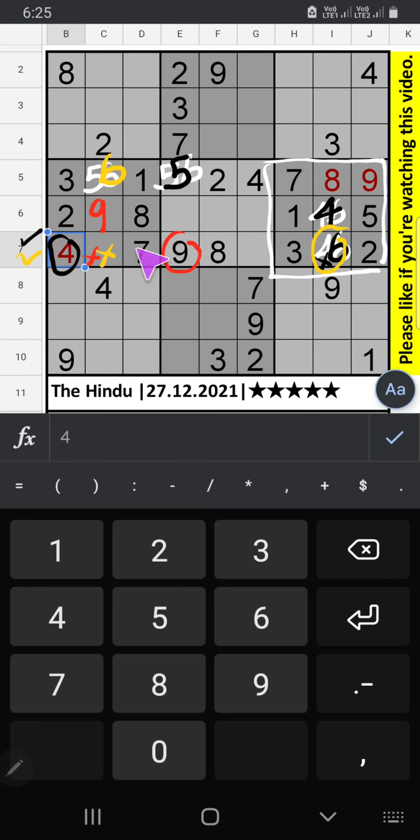In the 4th grid, 1 number remaining. Then number 5 will come in this cell. In the 7th row, only 1 number remaining. Number 1 will come here. We completed the 7th row.